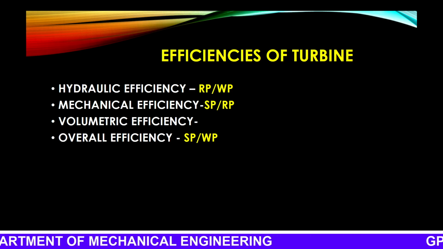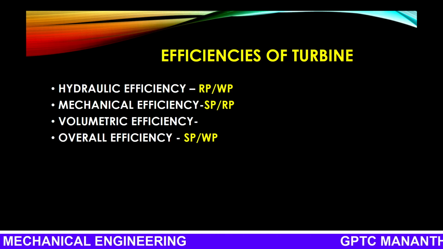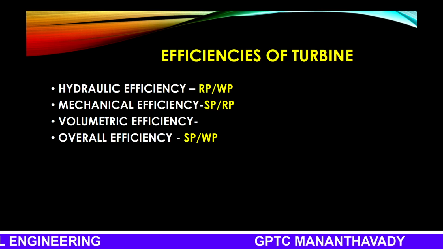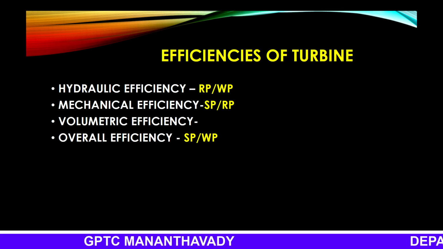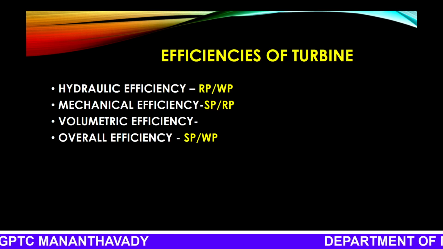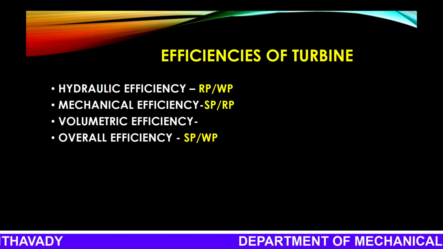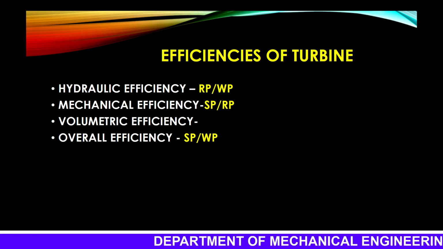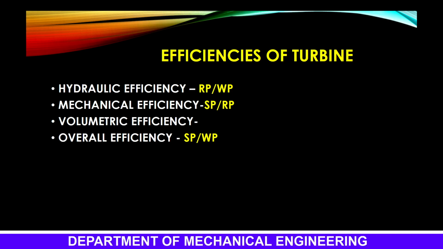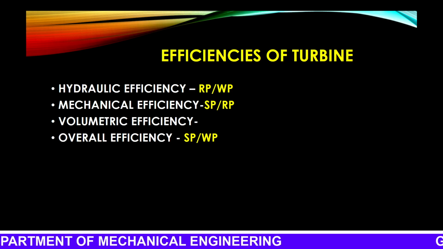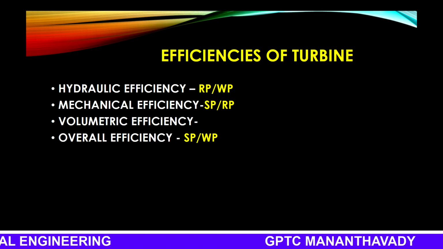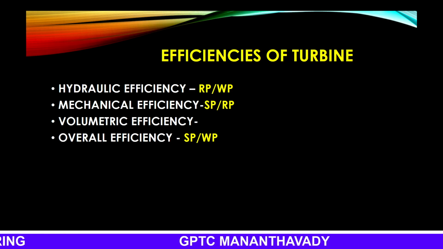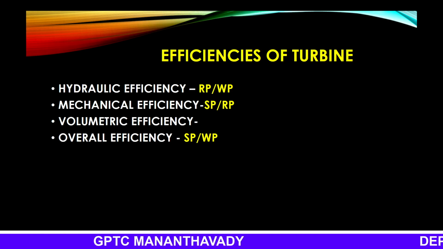If we multiply both the numerator and the denominator by the runner power, what will happen? Rearranging, we can say that shaft power by water power, multiplied by runner power, is SP into RP divided by WP into RP. On solving and rearranging, we will get mechanical efficiency into hydraulic efficiency. That is, overall efficiency is equal to mechanical efficiency into hydraulic efficiency.